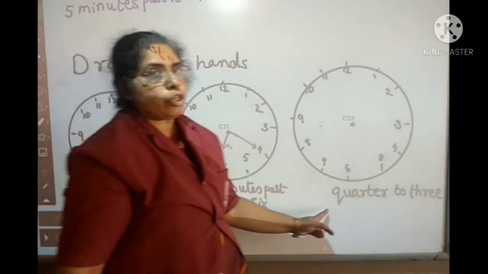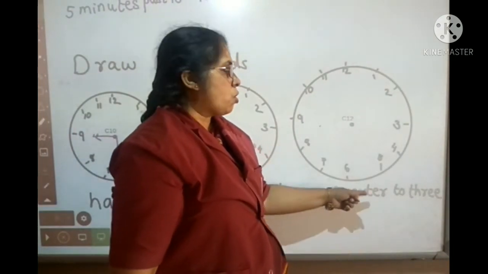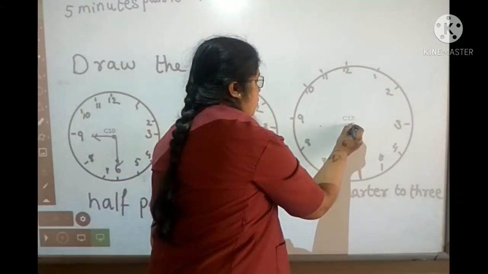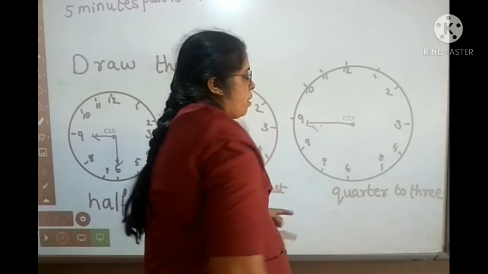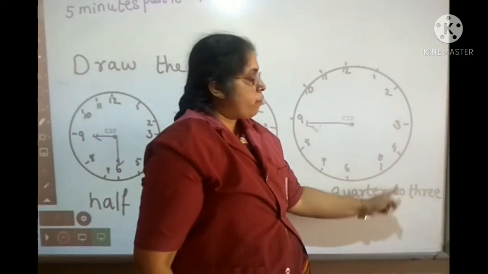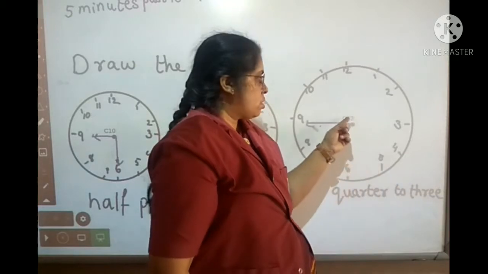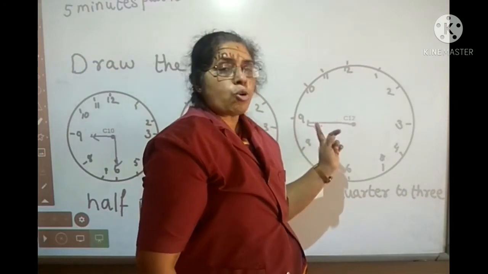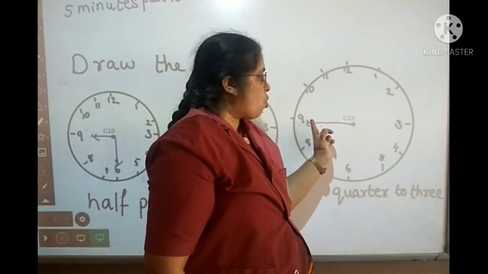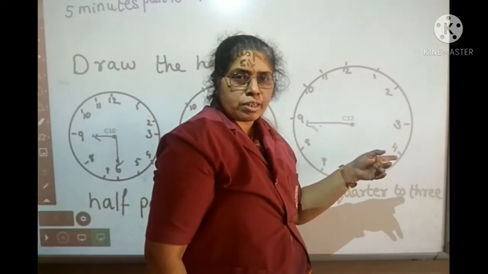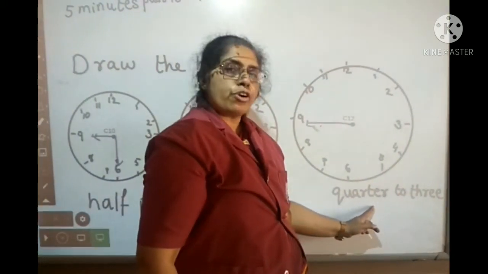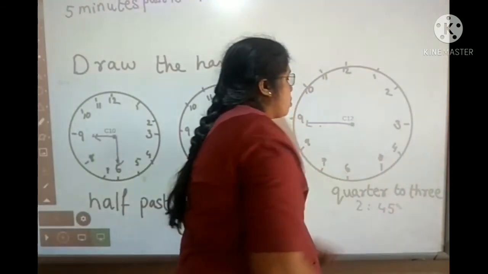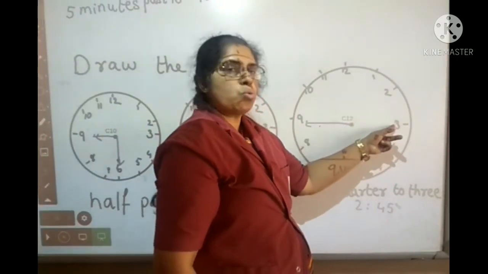Minutes past. Quarter to 3. Quarter to means the long hand should be on 9. And for quarter to 3, whenever quarter to is coming, the long hand should be on 9, that time quarter to should be coming, and the next number we have to write. Quarter to 3, this is 2:45. So the small hand should be between 2 and 3.